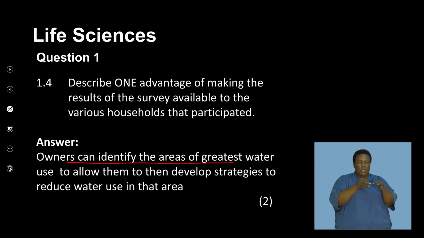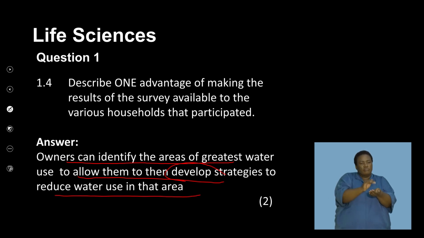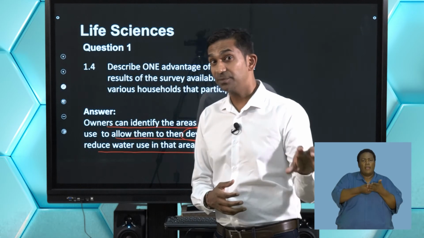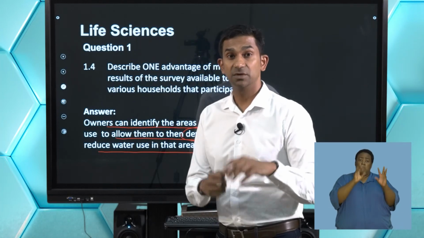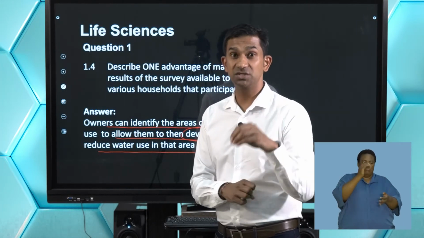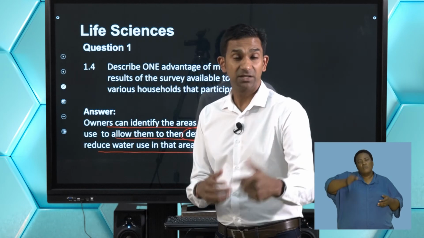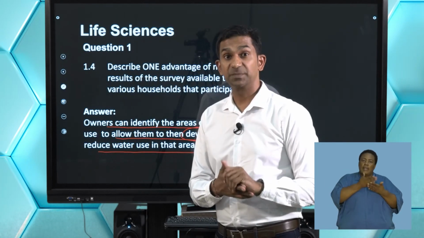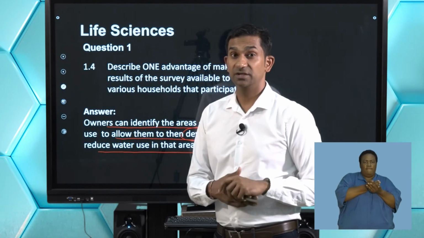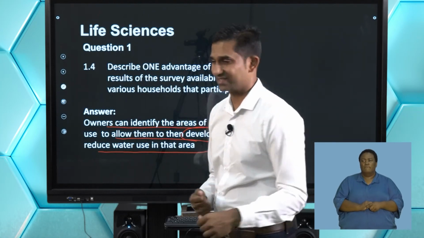So we said the greatest water was allowed them to develop strategies to reduce the water use in that area. And again, if you looked at that, if individuals were aware that they were using a lot of water to flush down their toilets, they probably would find a new mechanism, a more modern mechanism that reduces the amount of water that is being flushed down the toilet to ensure that they're saving water and they're using water more wisely.